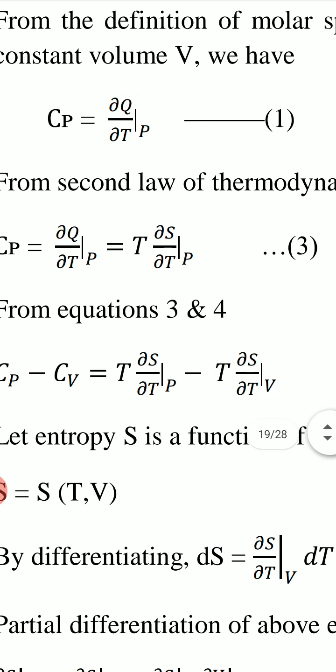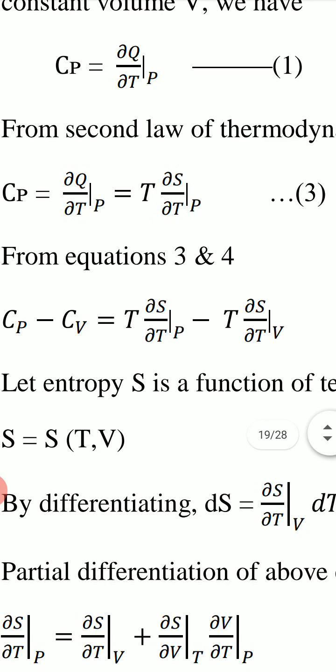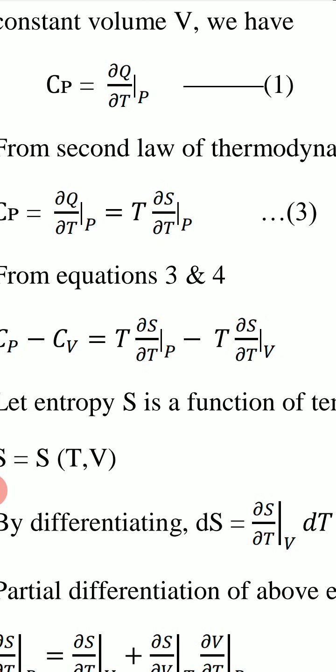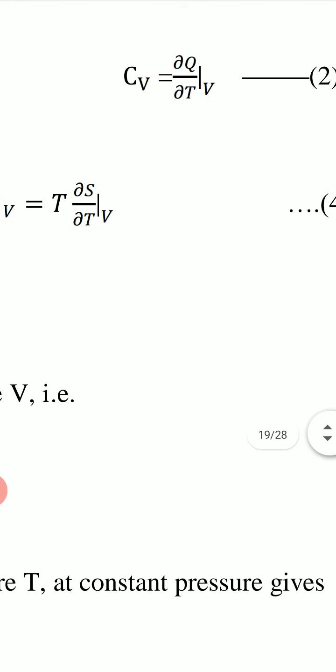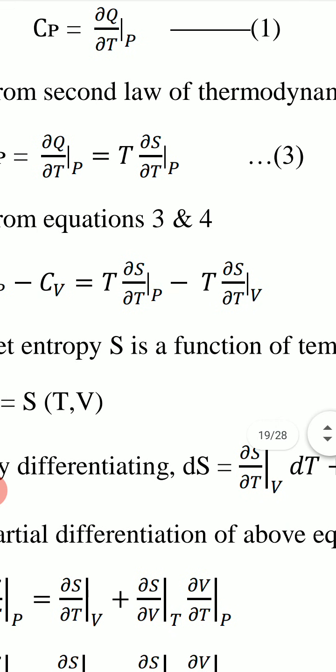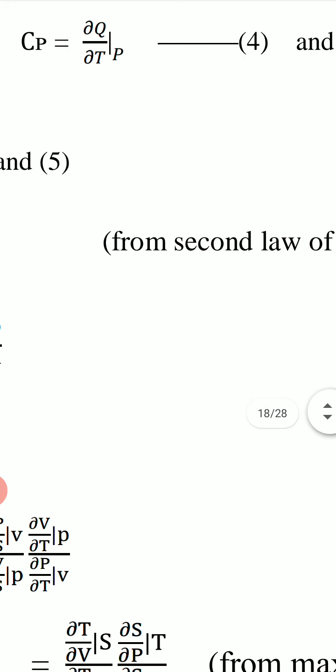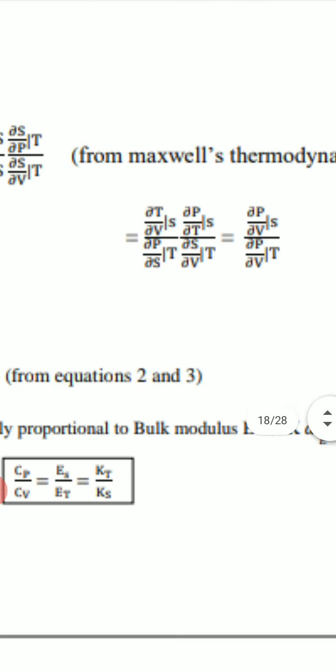So put the value of delta Q equal to T delta S. These two equations for Cp and Cv now becomes Cp equal to delta Q upon delta T at constant P. It is equal to T delta S upon delta T at constant P. Here we write delta Q equal to T delta S from second law of thermodynamics, dq equal to T ds, or from the definition of entropy, change in entropy ds equal to dq upon T. Similarly, we have for Cv, it is delta Q upon delta T at constant V, and it is equal to T delta S upon delta T at constant V. We write these equations for Cp and Cv as equation 3 and equation 4.